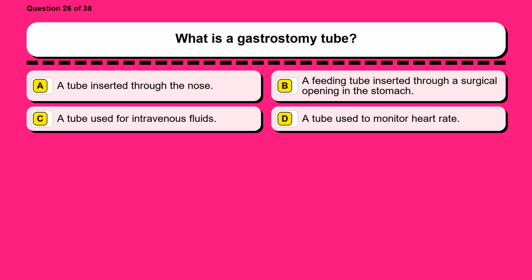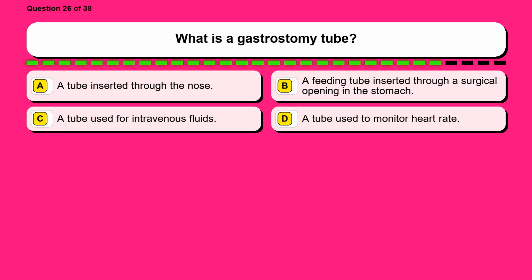Question 26. What is a gastrostomy tube? Option A, a tube inserted through the nose. Option B, a feeding tube inserted through a surgical opening in the stomach. Option C, a tube used for intravenous fluids. Option D, a tube used to monitor heart rate.